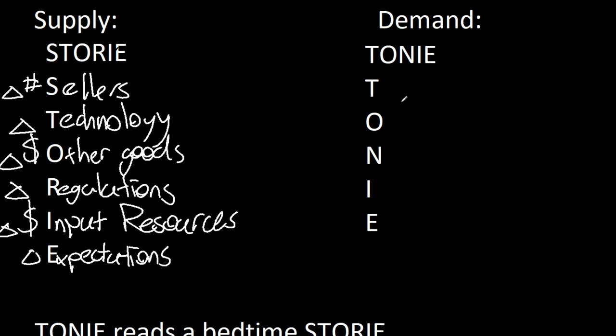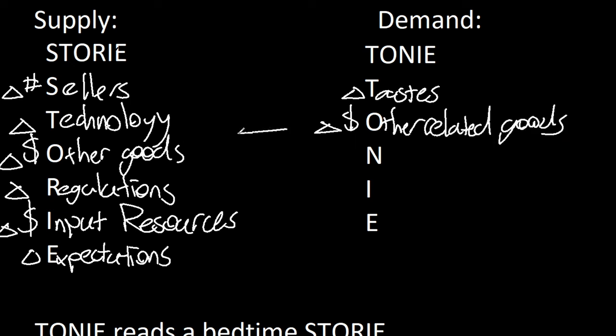T is for taste, so change in consumer taste. For example, if a study came out showing that video games cause violence, then demand for video games will probably decrease, as not many parents will want their child to become violent. Next we have O, which is a change in the price of other related goods. Just like for supply, except we're applying this for demand, where substitutes and complements can affect the demand for a good or service. N is a change in the number of consumers.